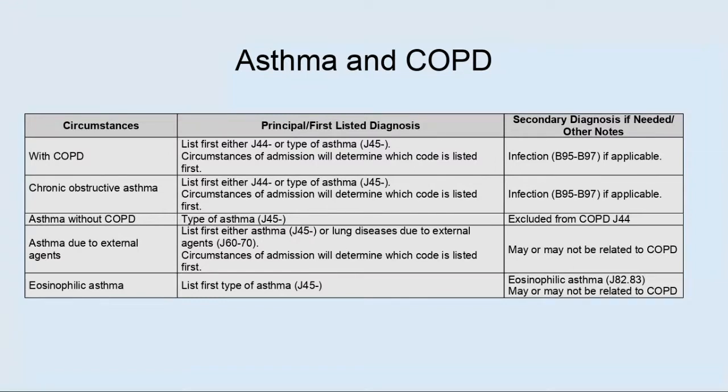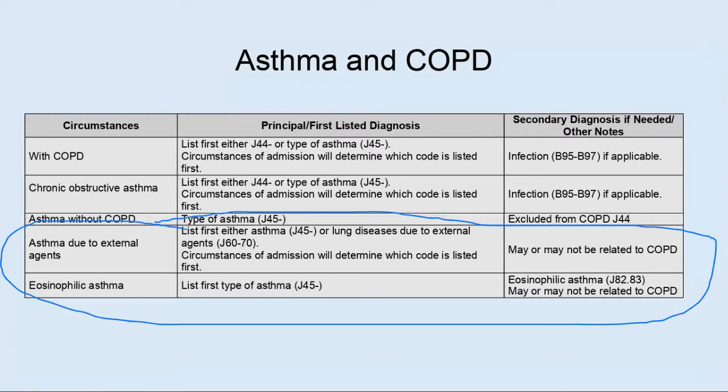Now, if you look at the last two rows of this table here, it's conditions specifically excluded from the asthma category J43. So if it's asthma due to external agents or eosinophilic asthma, you're not going to code from J43. You're going to code the appropriate code, and those are listed here. Now, is it possible that these can exist with COPD? Sure. In that case, you do the J44 code for the COPD and the appropriate code for the asthma. See, it says may or may not be related.